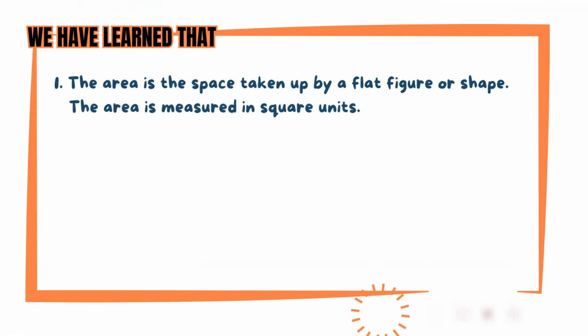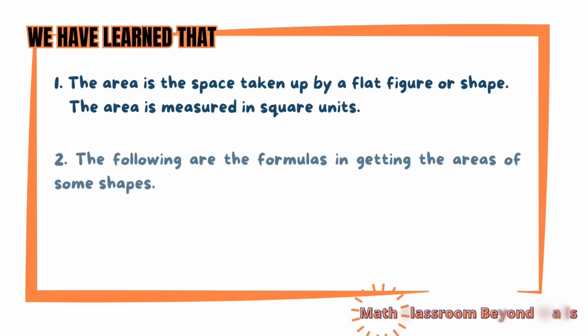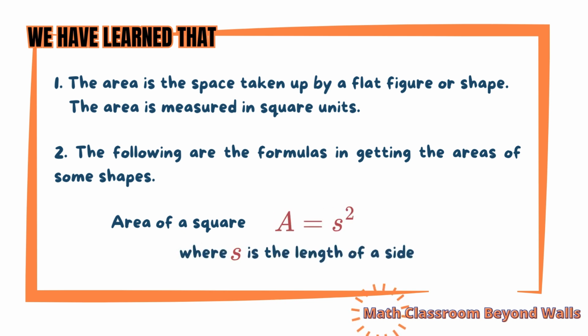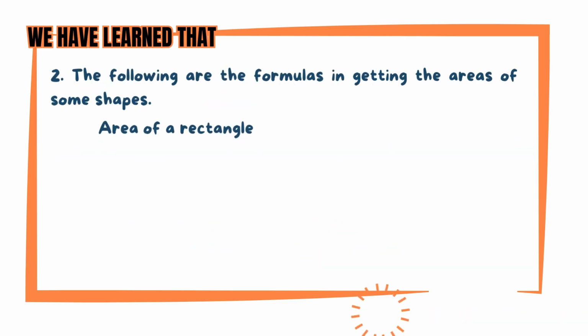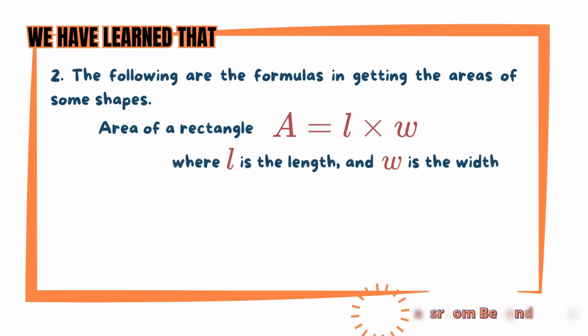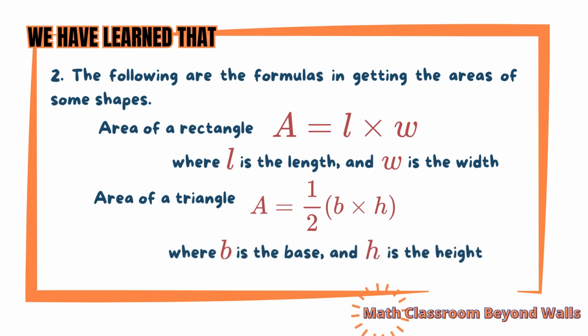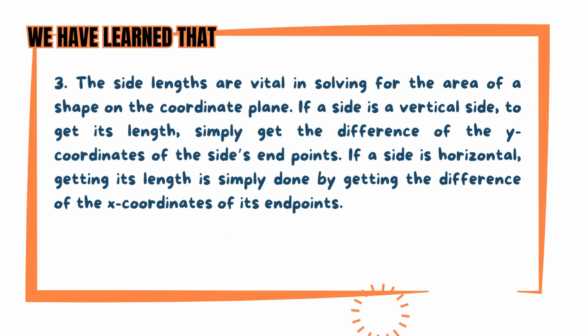We have learned that, first, the area is the space taken up by a flat figure or shape. The area is measured in square units. Second, the following are the formulas in getting the areas of some basic shapes. Area of a square is S squared, where S is the length of a side. Area of a rectangle is L times W, where L is the length and W is the width. Area of a triangle is 1/2 B times H, where B is the base and H is the height.